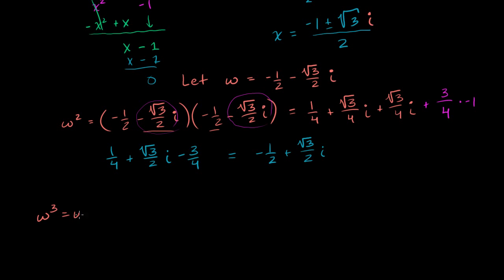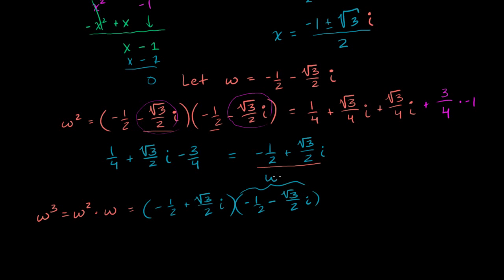Omega to the third power is going to be omega squared times omega. Omega squared is just that right over there. We just calculated it. It's -1/2 plus square root of 3 over 2i. And we're going to have to multiply that times omega. Omega was the conjugate of this thing, so it's -1/2 minus square root of 3 over 2i. Conjugate just means opposite sign on the complex part. That's what we defined omega to be right over here. This is omega, and this right here is omega squared.